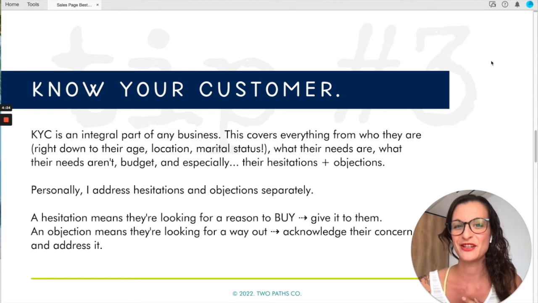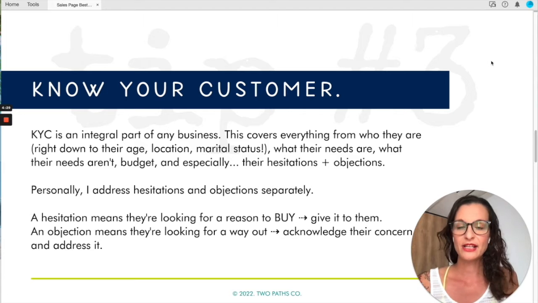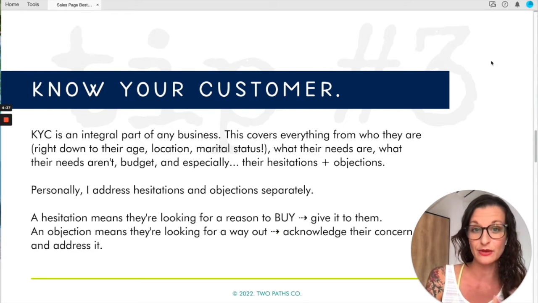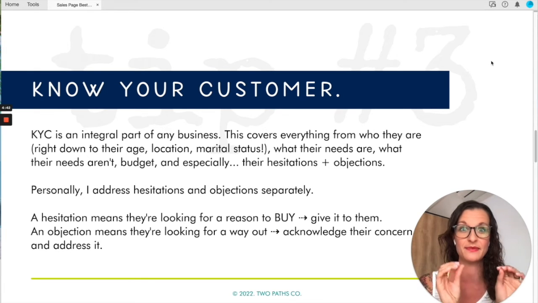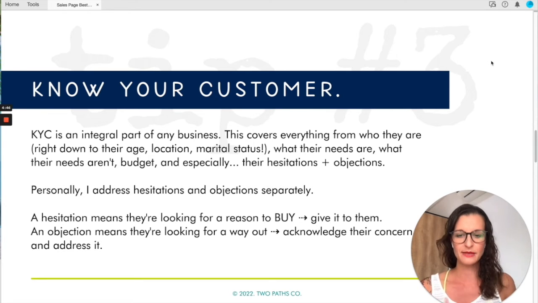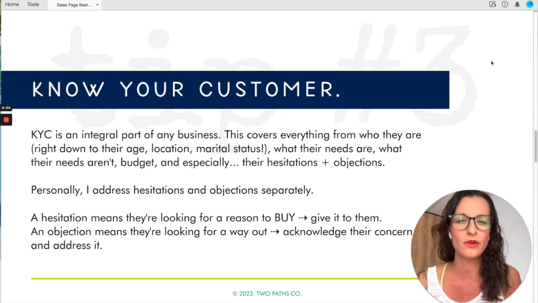I treat hesitations and objections as separate things. Others might not do that, okay? But the reason why I treat them separately is so that we know how to write and address them. A hesitation means that they're still looking for a reason to buy. They're still going through your page, they're not sure, but they're looking for that thing that gives them the reason to say yes. So give it to them. But an objection is different. An objection means that they're interested, they want it, but they're still looking for a way out. They're searching your page looking for a reason not to buy. They want to take the easy road, right?